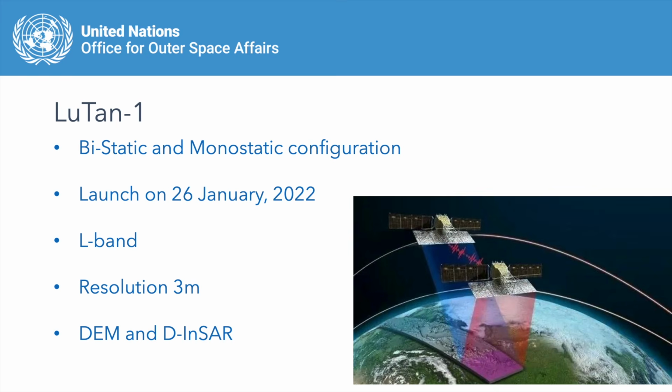Now, another very interesting system is Wuhan 1, which is a bistatic and monostatic system. So a system that can fly in a bistatic configuration and in a monostatic configuration. It launched in 2022. It's an L-band system, L-band that's longer wavelengths of about 20 centimeters. It has a resolution of 3 meters and is specialized in DEM generation and DInSAR. So the bistatic mode is for DEM generation, and the later monostatic phase is for DInSAR configuration. DInSAR we use for detecting motions.